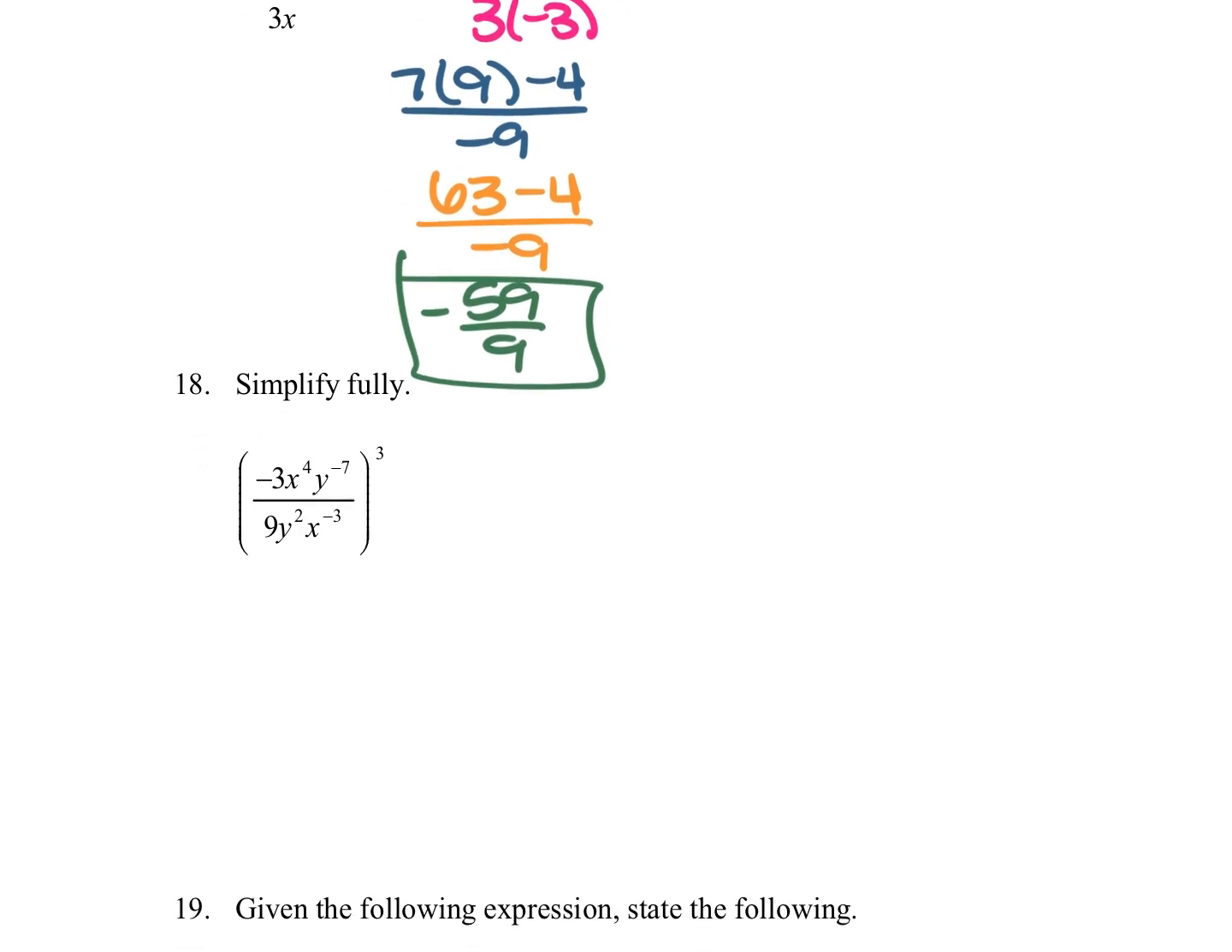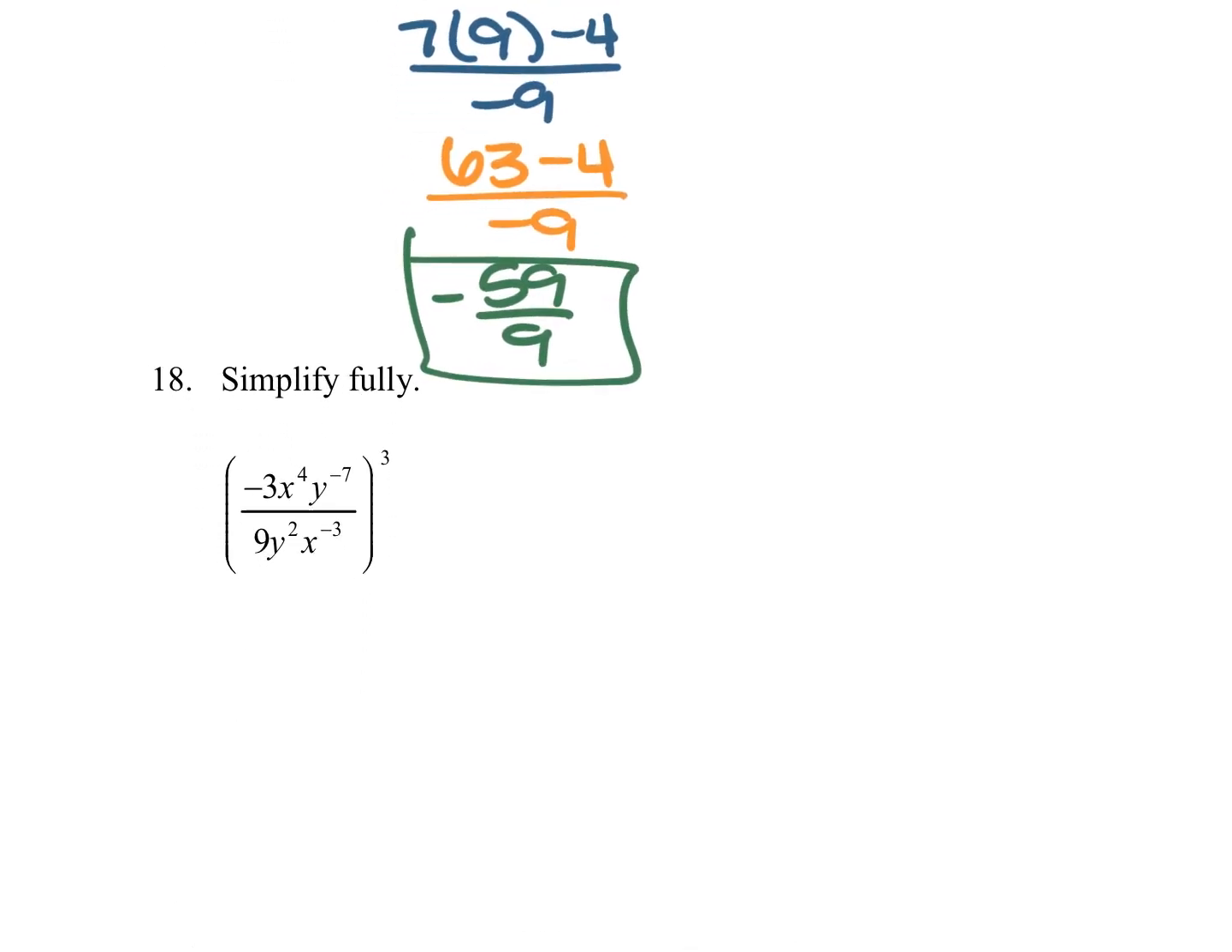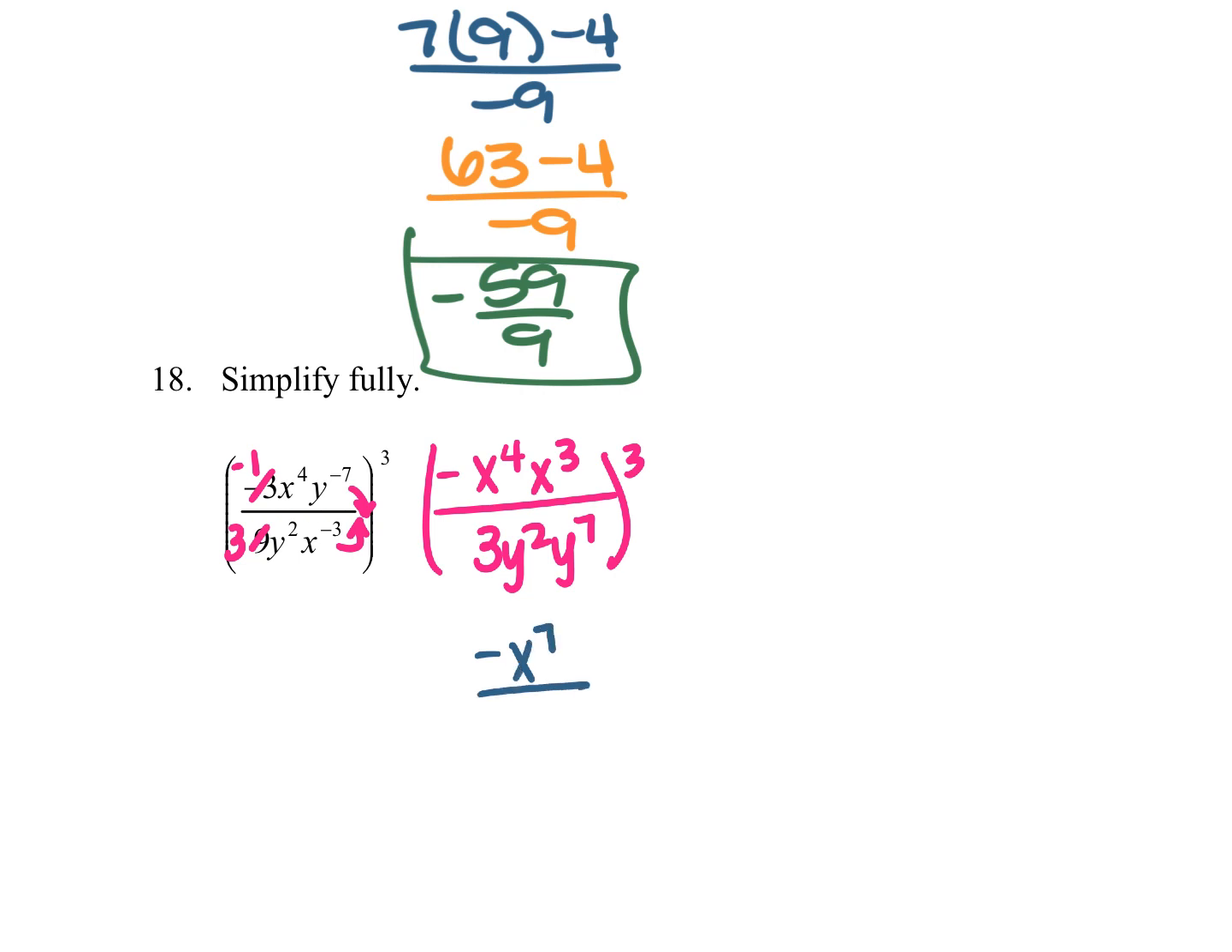For number 18, we are simplifying negative 3x to the 4th power y to the negative 7th over 9y squared x to the negative 3rd, all raised to the 3rd power. Your negative 3 and 9 are going to simplify to be negative 1 and 3. Your y to the negative 7th goes to the bottom. Your x to the negative 3rd goes to the top. So this is really negative x to the 4th times x cubed over 3y squared times y to the 7th, all raised to the 3rd power. So on the top, that becomes the opposite of x to the 7th power. On the bottom, that becomes 3y to the 9th power.